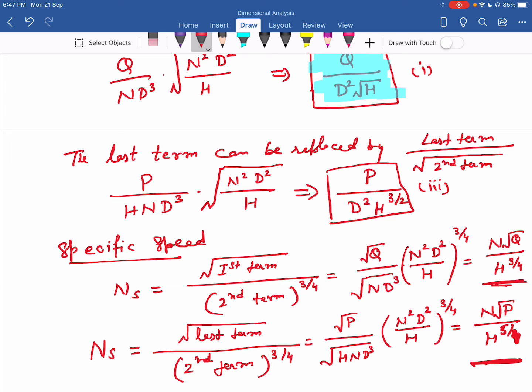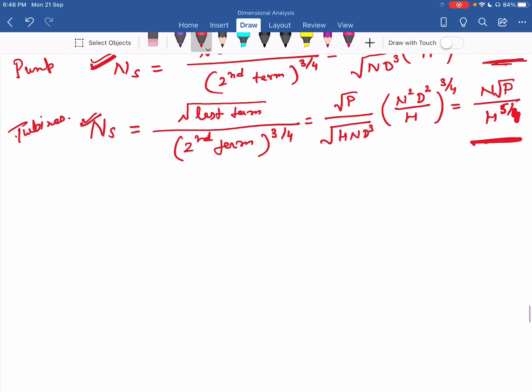Now the upper term is the specific speed for pumps. I use that term for pumps. And the bottom one, I can use for turbines. So this is the fourth term we have now. Now if I conclude all this, I can write now.